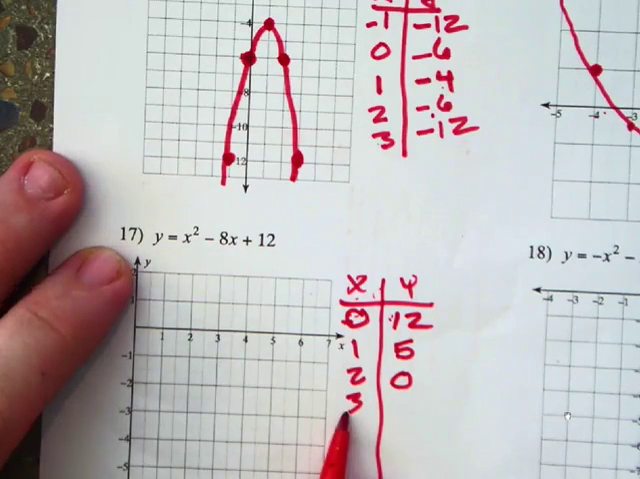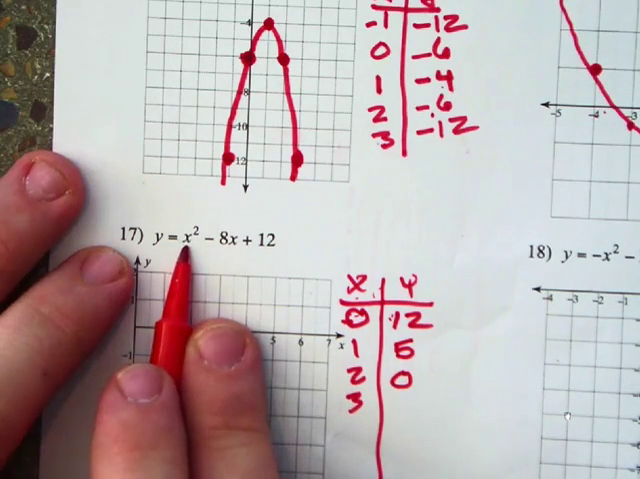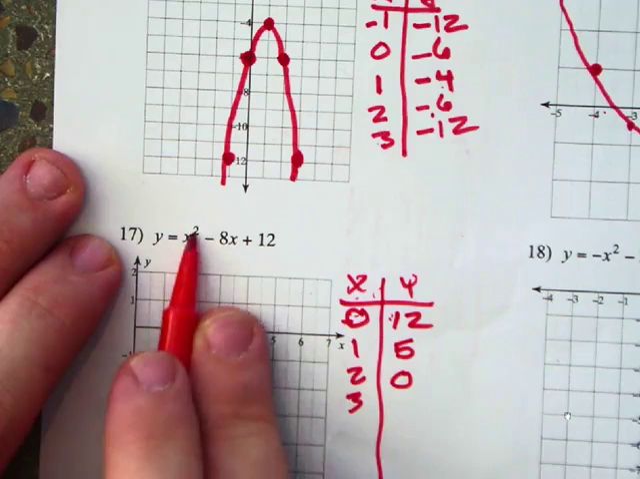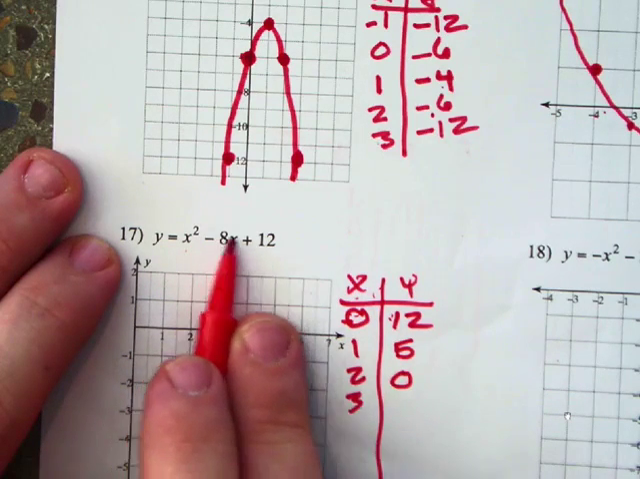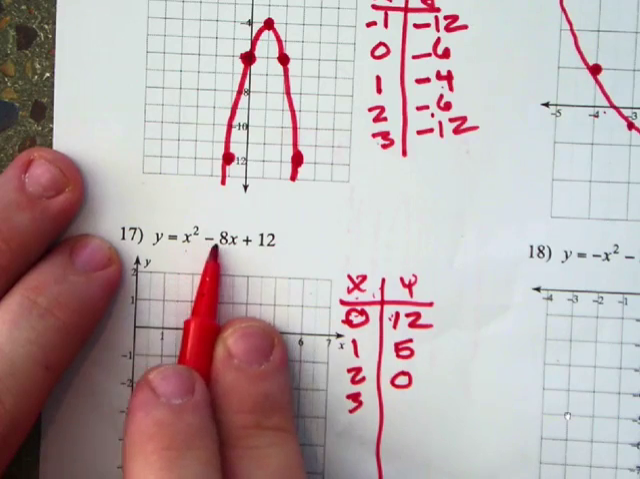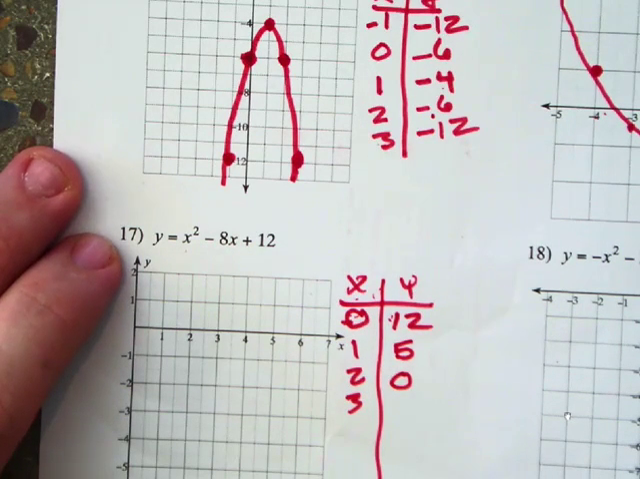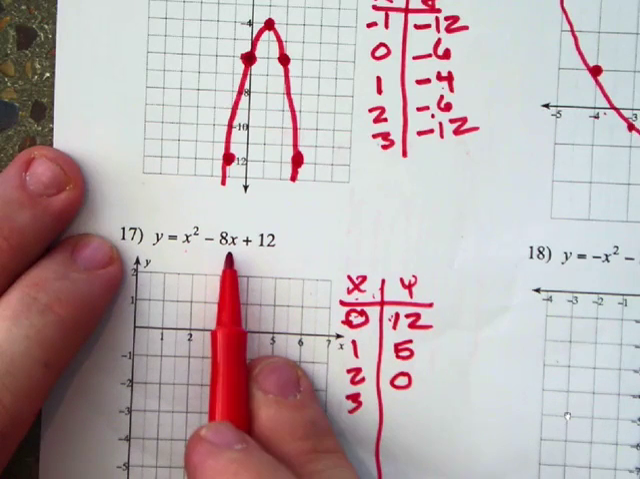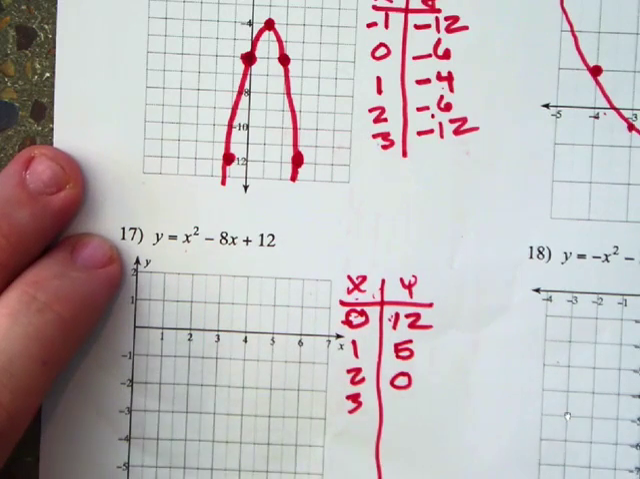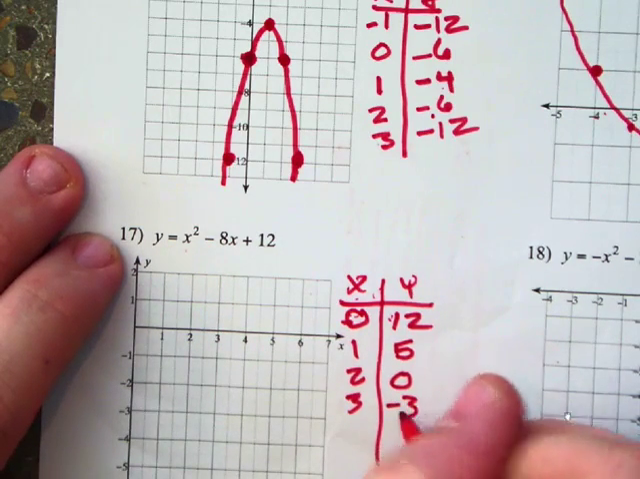Now let's plug in a 3, and I'm just plugging it in and doing the math. 3 times 3 is 9. 9 minus 24, because 8 times 3. So 9 minus 24 is -15, and you can do that one on the calculator, just any calculator. -15 plus 12 is -3.